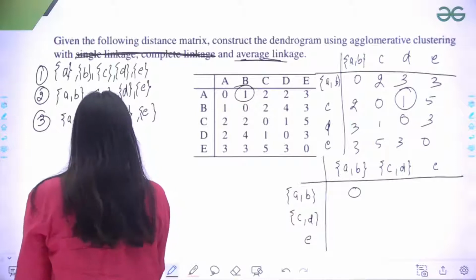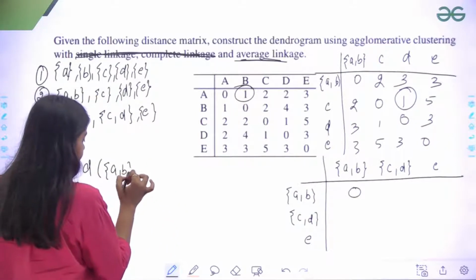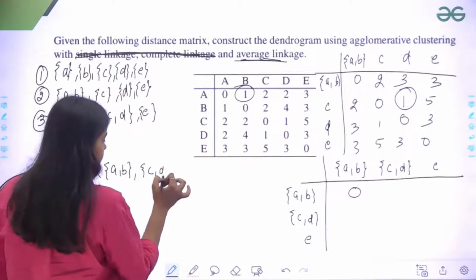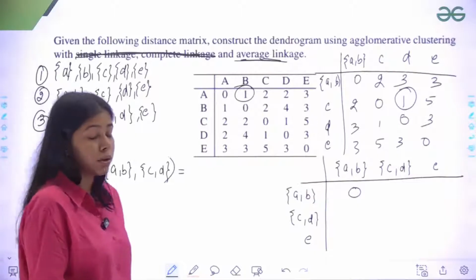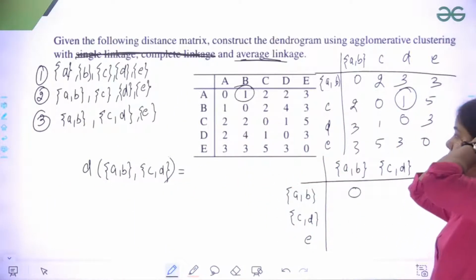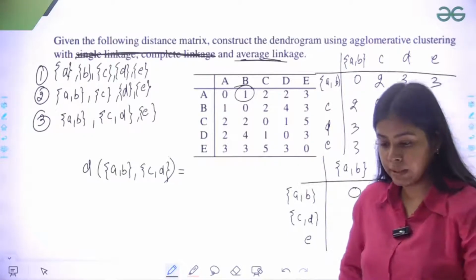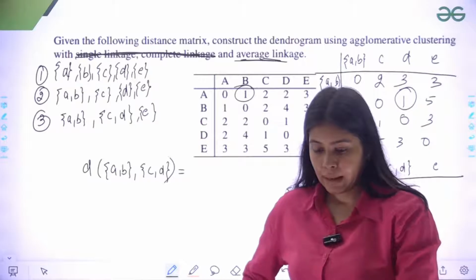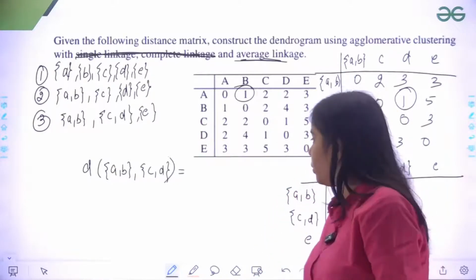I have to find out distance of AB with CD using single linkage cluster, sorry, using average linkage clustering. So guys, just try this one to find out the distance using average linkage, distance of AB with CD. Guys, try to find out this distance and let me know in the chat section.